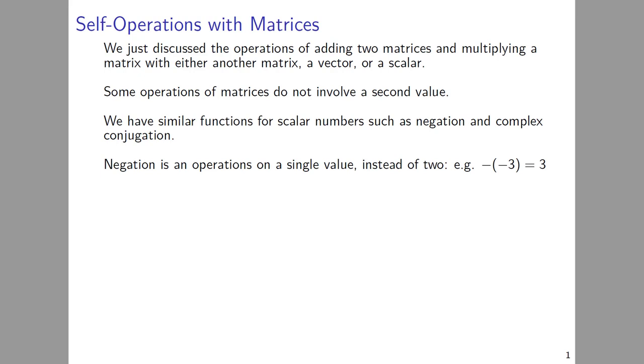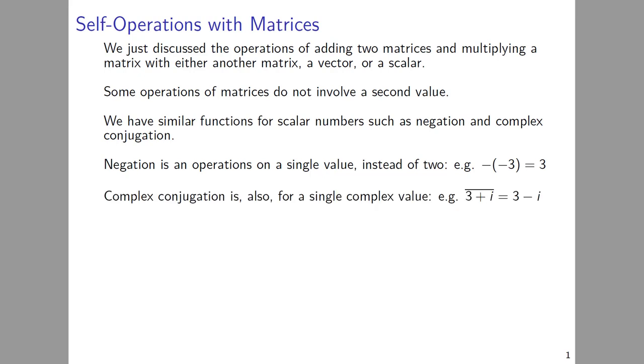Negation is an operation on a single value, instead of two. For example, if we take the negative of the number -3, it equals 3. Here, the operation of negation was only applied to one number. Similarly, complex conjugation is for a single complex value. For example, the complex conjugate of the complex number 3 plus i is 3 minus i. Again, the conjugate was working on a single complex value, 3 plus i.